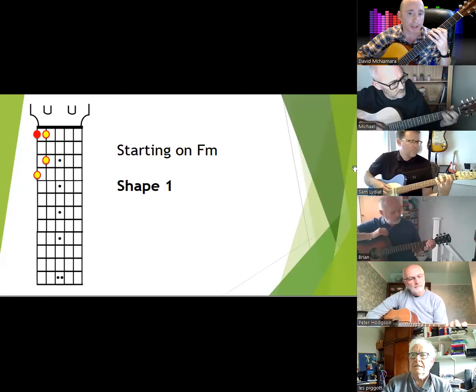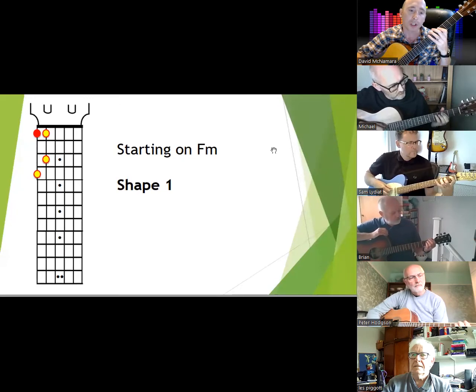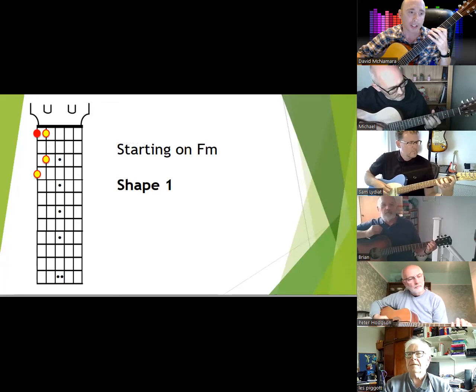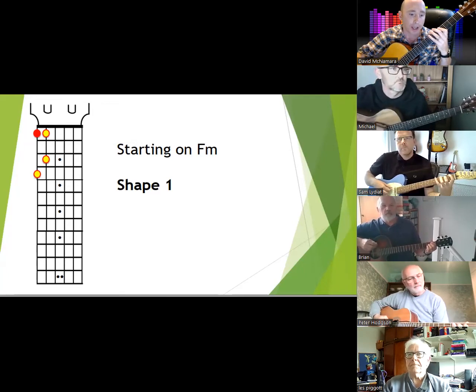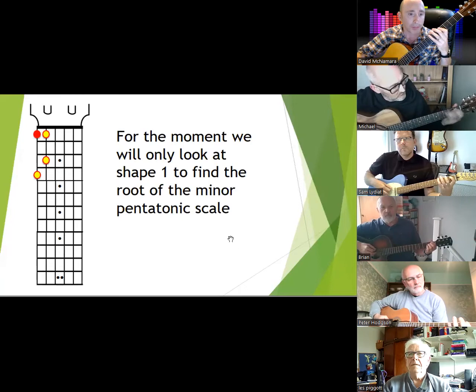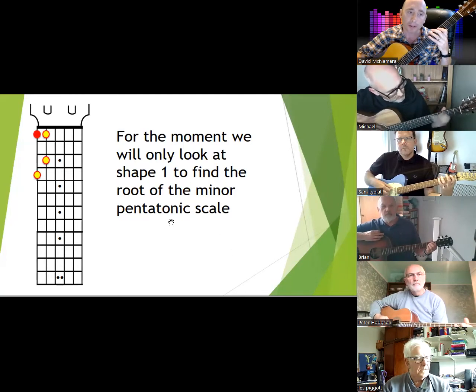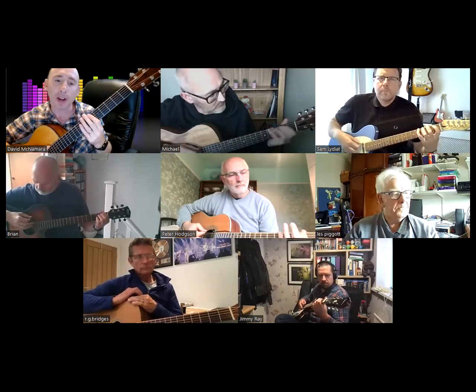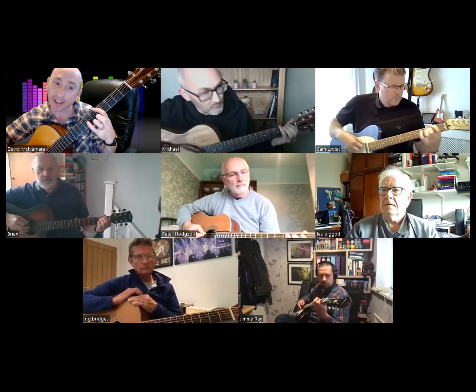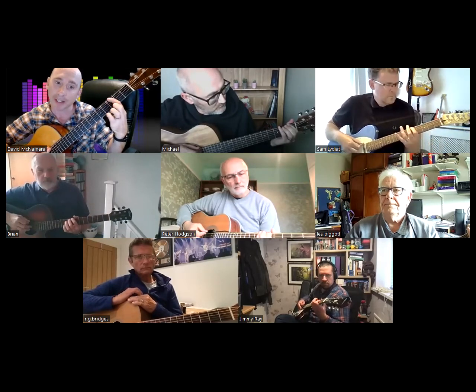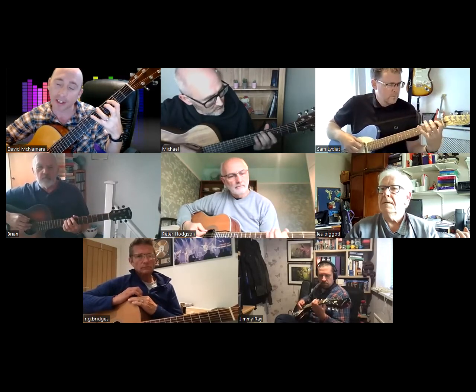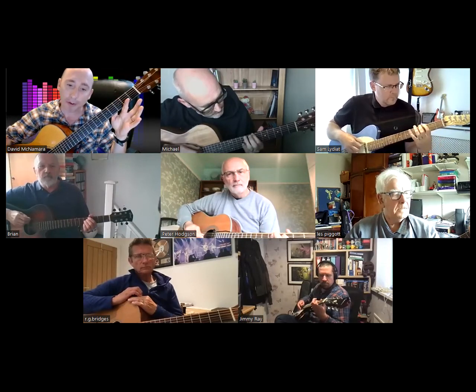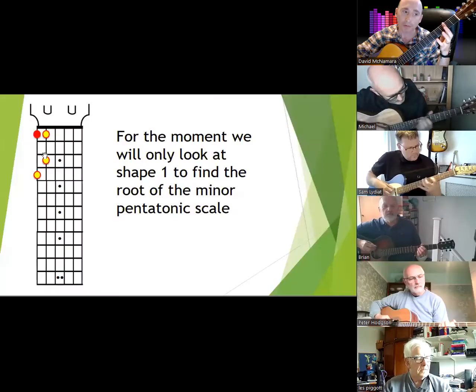it'll make sense. So the start of we're going to do an F minor pentatonic scale. So that's the shape really. And for the moment, we'll only look at the first shape to find the root of the minor pentatonic. So if we want F minor pentatonic, we're going to start it here on the F. If we want A minor pentatonic, we're going to start it here on the A. Or G minor pentatonic, we'll start it here on the G. So we're only ever going to do it from the first shape, the shape 1, which is this.